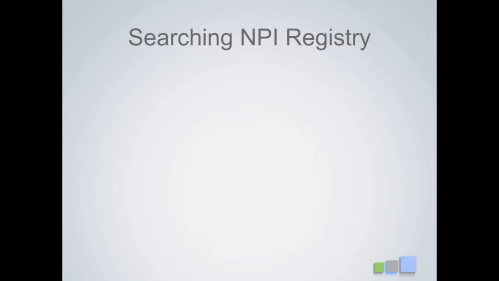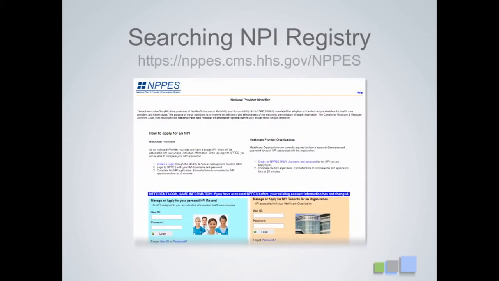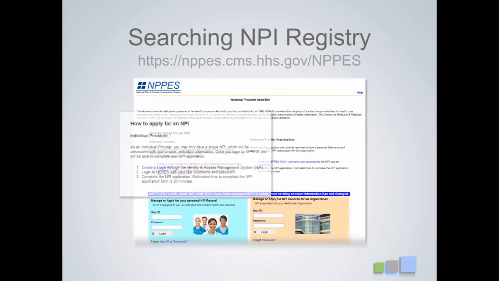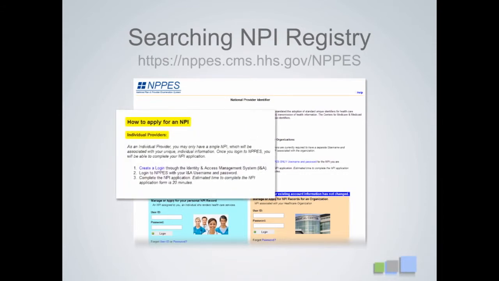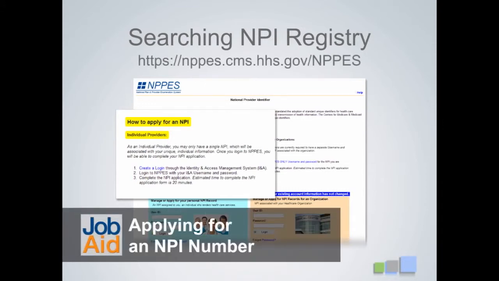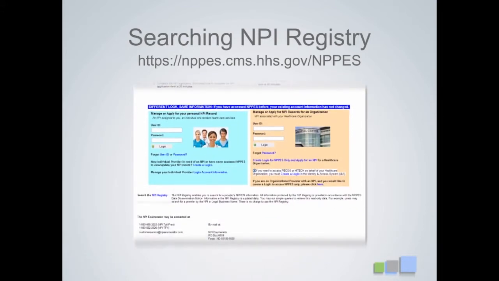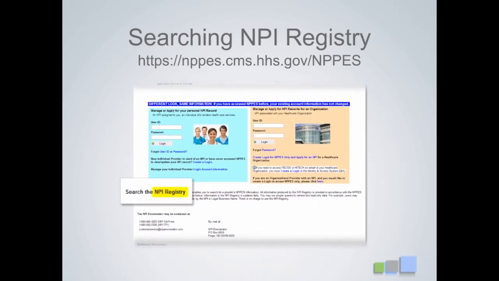It's common for providers to have been assigned an NPI through a previous employer, so before applying for an NPI for each of your providers, you should check the NPI registry. To find the URL displayed here, you can refer back to the job aid on applying for an NPI number. From the NPI registry page, select NPI registry. From here, you can search for each provider employed at your clinic. If you find any of your clinic's providers in the registry, be sure to have them update their current clinic affiliation and address.